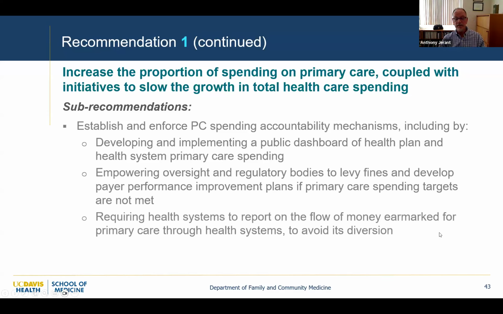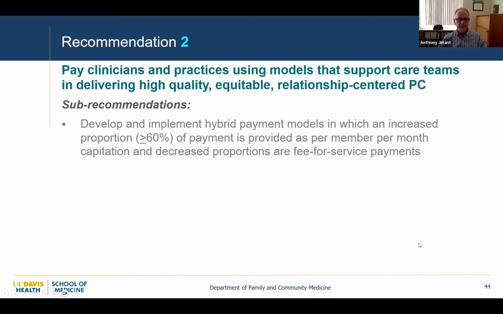Requiring health systems to report on the flow of the money, where it is going, so that it doesn't get diverted. We have a big, complex health system at UC Davis, for example. Do I know that all of the money that's earmarked for primary care is coming to my department and other primary care departments? I don't.